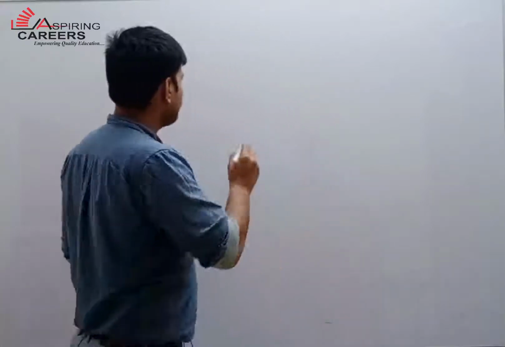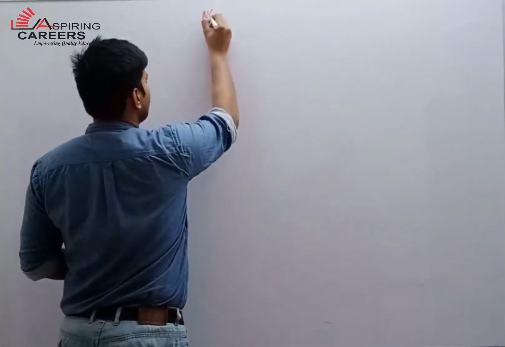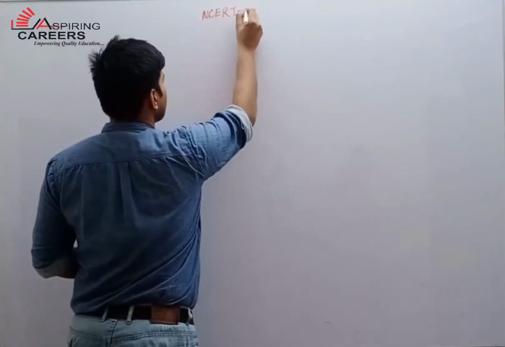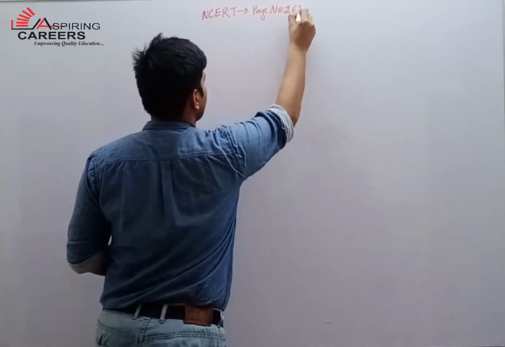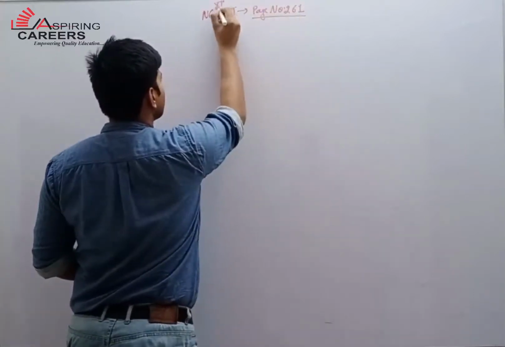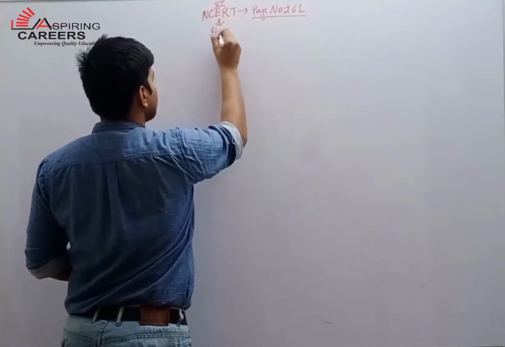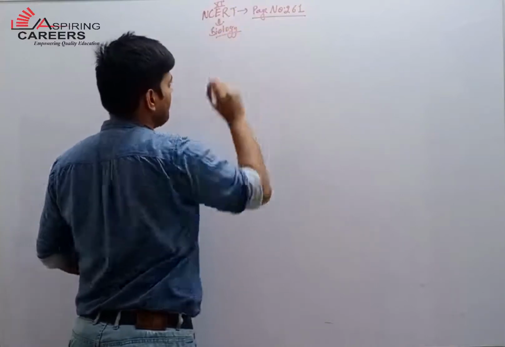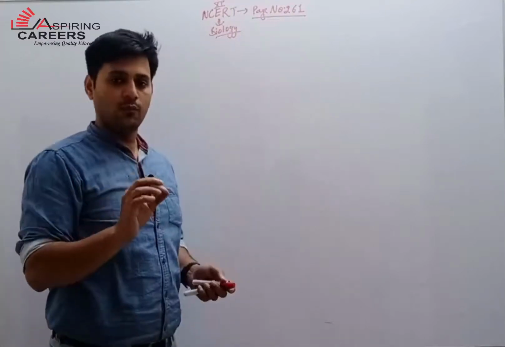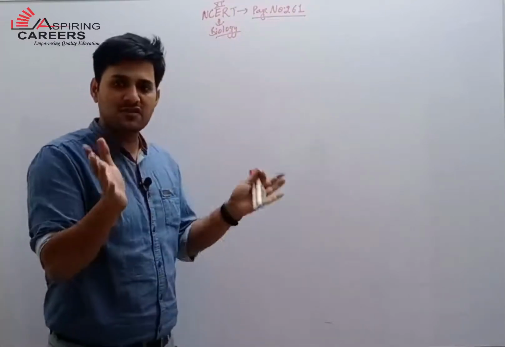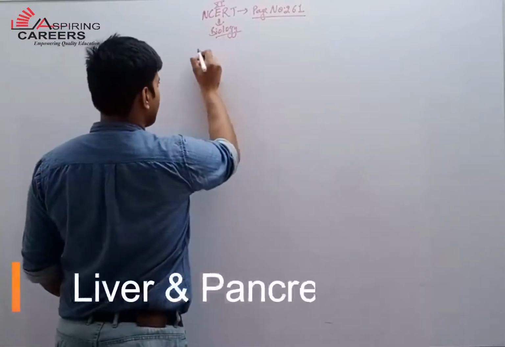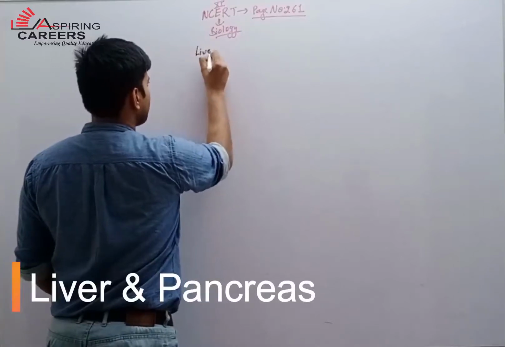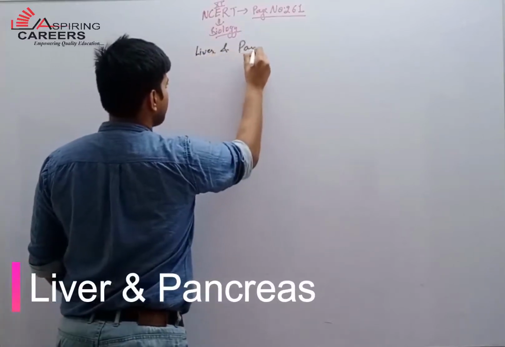So today we will study in NCERT, page number 261, 11th class NCERT biology. On page number 261, there is one topic which is liver, and the detailed structures there. We will study that topic: the detailed structure of liver and pancreas.